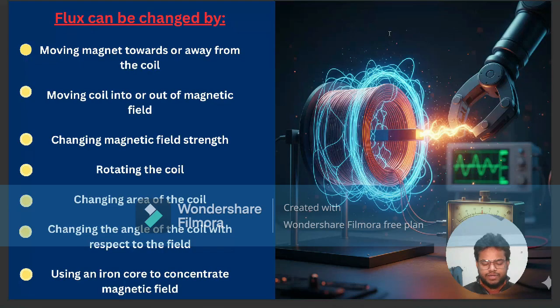In the previous slide we discussed that to induce EMF there must be a flux change. Now the question is how flux can be changed. Flux can be changed by various methods like moving magnets towards or away from the coil, moving a coil into or out of a magnetic field, changing magnetic field strength, rotating the coil, and changing the area of the coil. These are the methods to change the flux which induce the EMF, and every practical electrical device uses some combination of these methods.